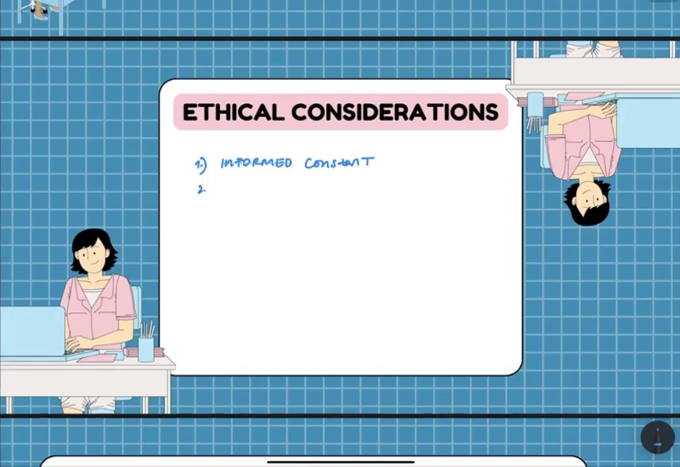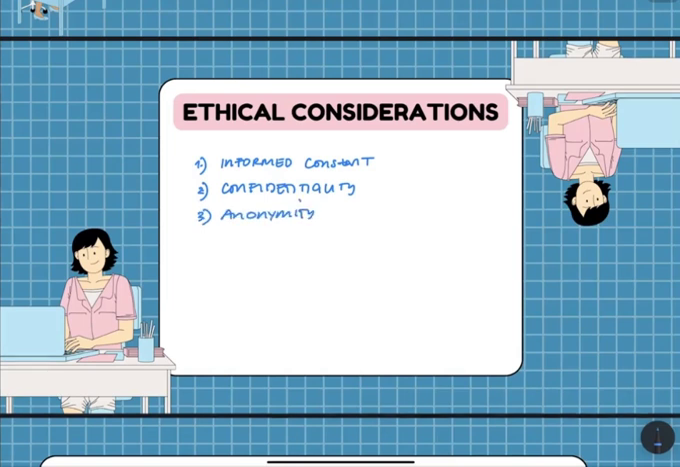Of course, we also need to consider confidentiality. Confidentiality is protecting participant identity and personal information. So we do not identify who our participants are, so we don't ask for their names or for any personal information. And it goes hand in hand with anonymity.